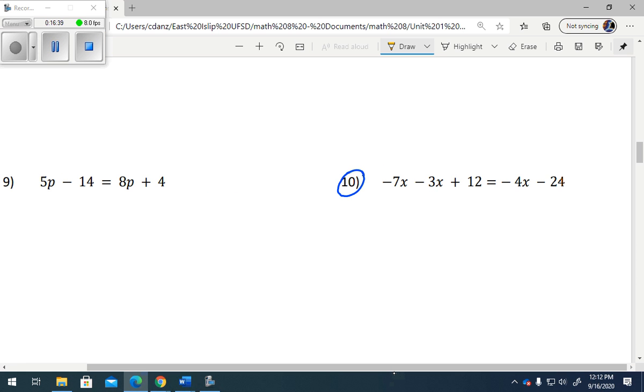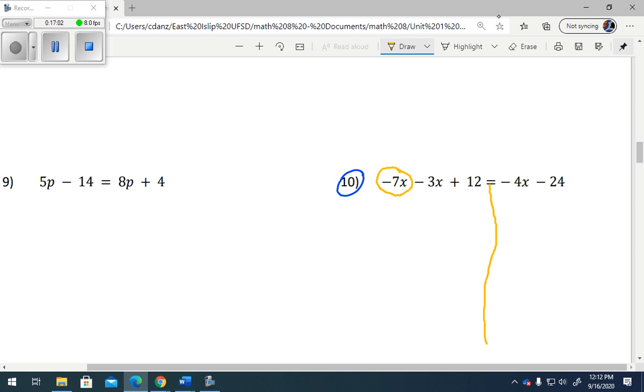Again, no distributing, but I do have some combining of like terms. So I'm just going to draw down my line here. Do you see this side has 3 things? That's usually a hint that something can combine. If there's 2 things, you might be good, but if there's 3 things, you can combine.